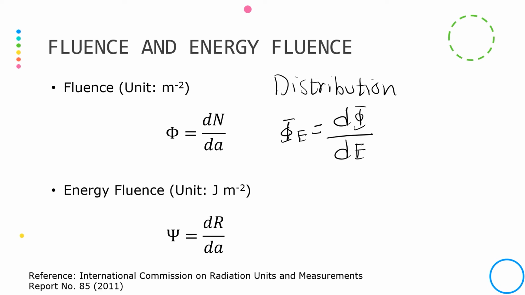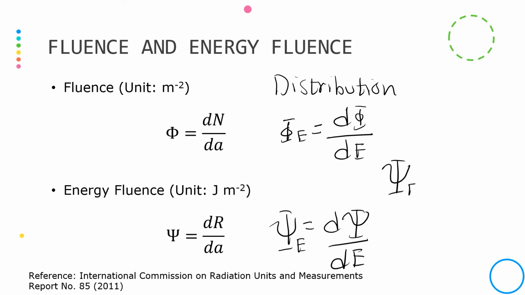We have your capital Phi sub E, and we have your Psi sub E, wherein our d Phi here is the fluence of particles of energy between E and E plus dE, while your d Psi here is their energy fluence. The relationship of the two distributions is given by this. So your Psi sub E is equal to E, the energy, times Phi sub E.